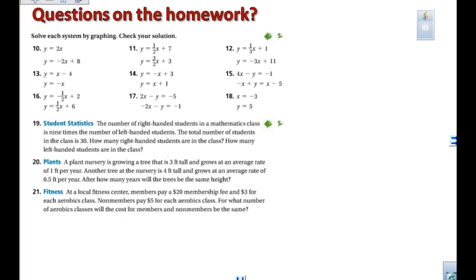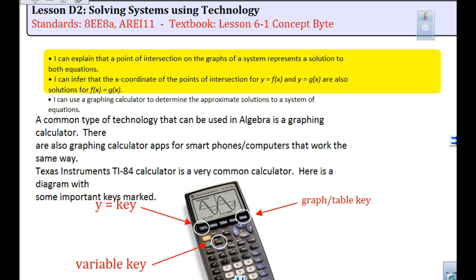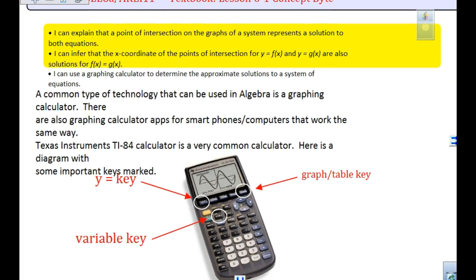As we are looking at your notes on the graphing calculator, you're going to take your graphing calculator out so we can look at this. I will be pulling mine up also in class. So, in Algebra 1 we use the graphing calculator.